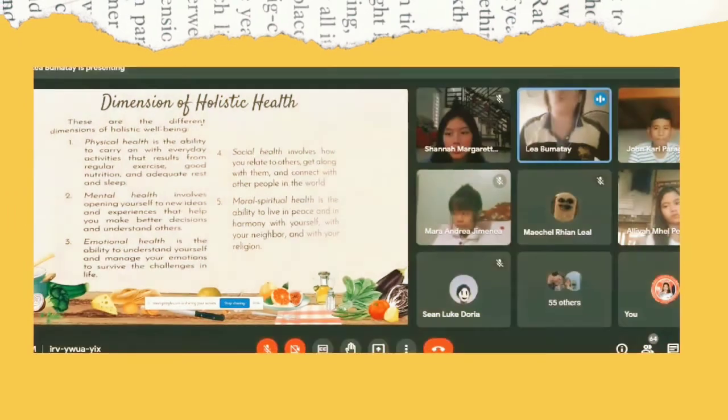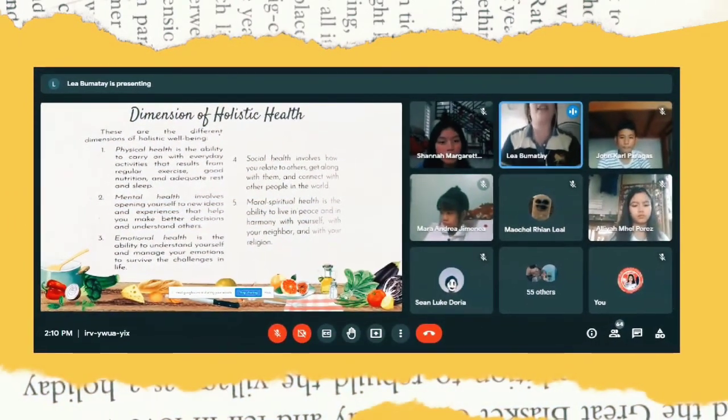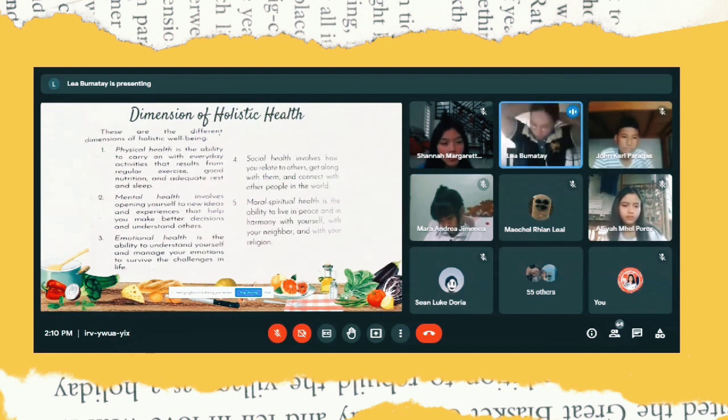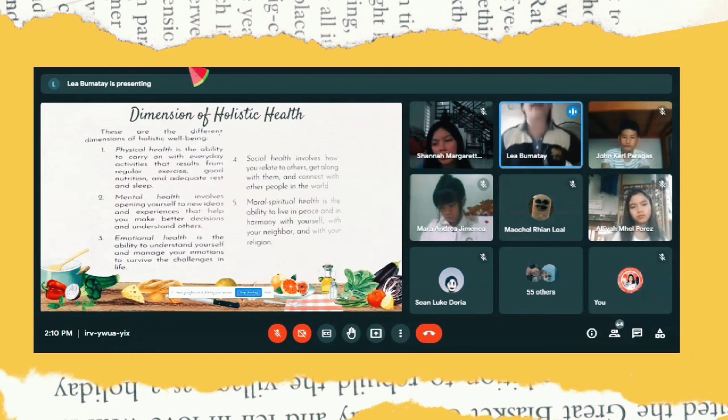Okay, we have the different dimensions of holistic health. Number one, the physical health. Physical health is the ability to carry on with everyday activities that results from regular exercise, good nutrition, and adequate rest and sleep. Okay? So, anong pagkakaintindi niyo pag when you say physical health?